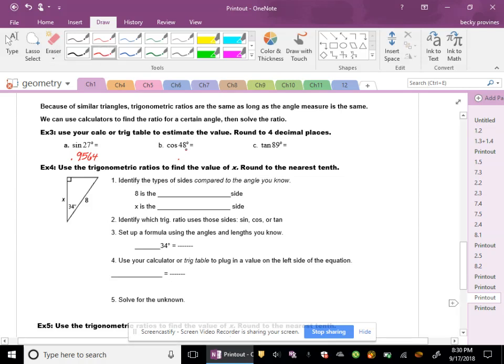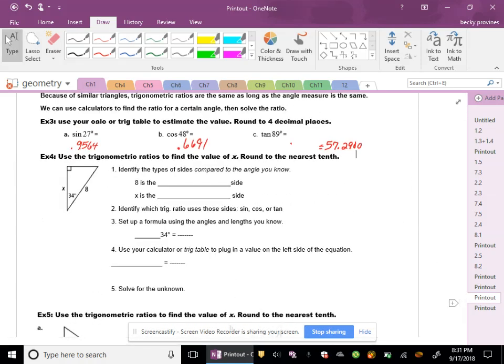So I get the answer 0.6691. Let's try the next one. 89 tangent. So I get 57.28996. Okay, 1, 2, 3, 4. Oh, this is a gross rounding one. So this actually rounds up, which rounds this up. So it really rounds to 57.2900. So that's a really gross rounding one. Okay.